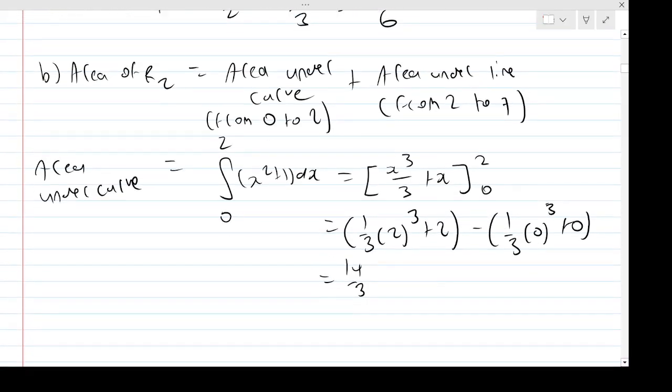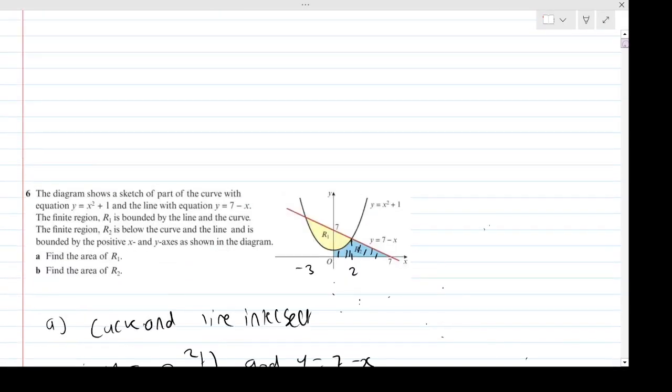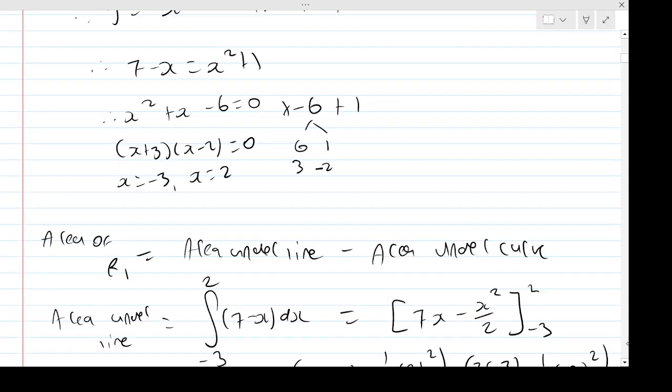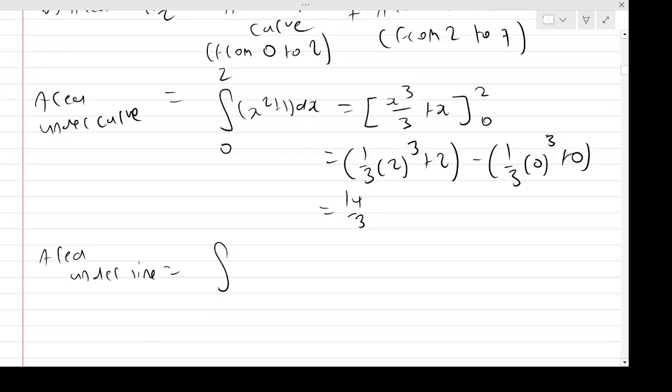And then the area under the line, specifically from 2 to 7, sorry. Area under line. Well, we can integrate the line from 2 to 7, right? Those are my limits here. This region from 2 to 7. The line is 7 minus x, from 2 to 7. And so if I integrate that, that would be 7x minus x squared over 2 between 7 and 2.